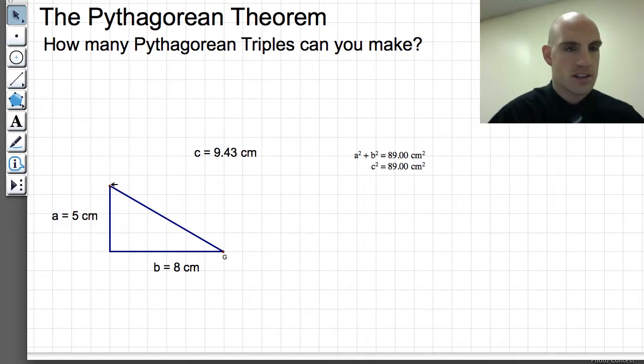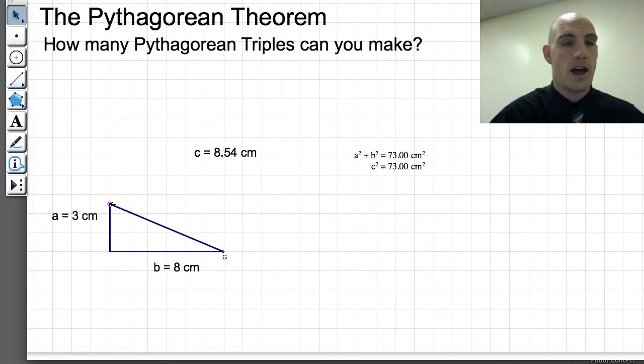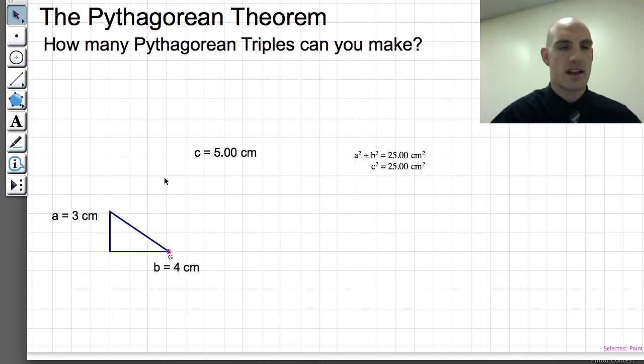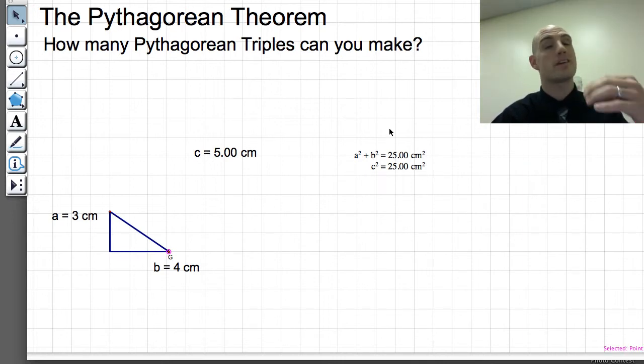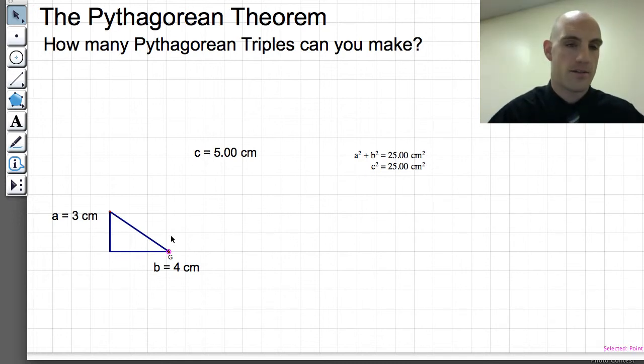If I do a little bit of experimenting, and I move this down, I notice my c becomes a little bit closer to a whole number, and then if I move down to 3, it's a little bit farther away. So maybe I'll try to move b in. And I look, and I'm going to see that now I have 3, 4, and 5. So one Pythagorean triple is 3, 4, 5, making sure that we go A, B, C. So 3, 4, and 5.